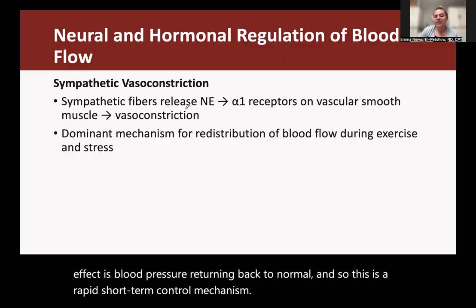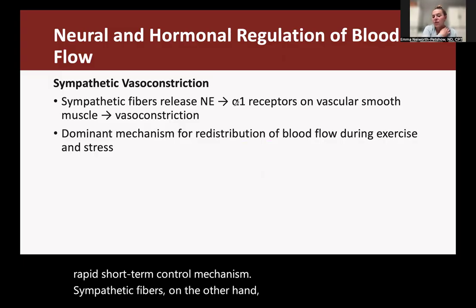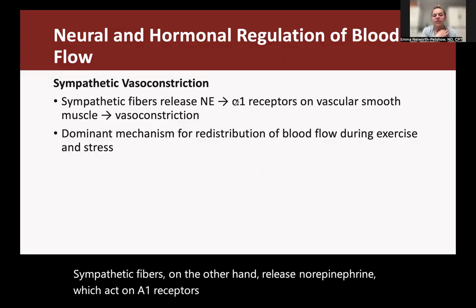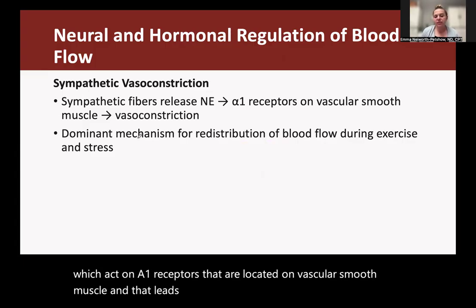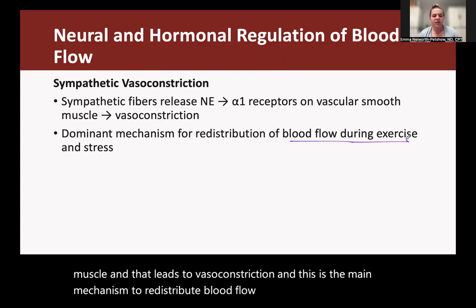Sympathetic fibers, on the other hand, release norepinephrine, which acts on alpha-1 receptors that are located on vascular smooth muscle, and that leads to vasoconstriction. And this is the main mechanism to redistribute blood flow during exercise and stress states.